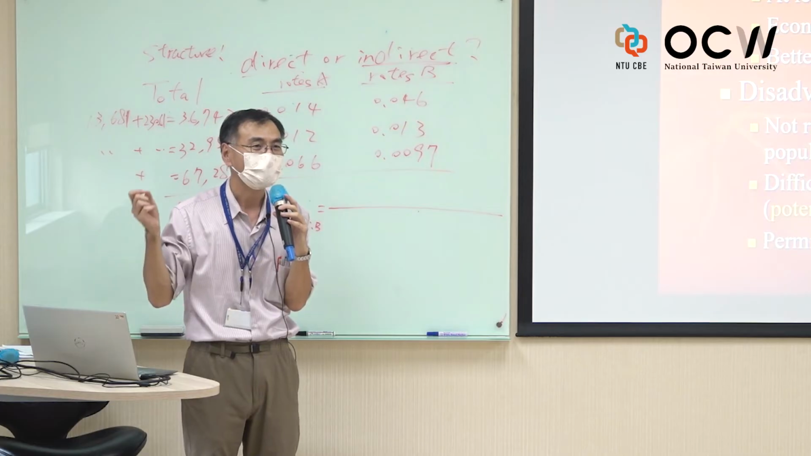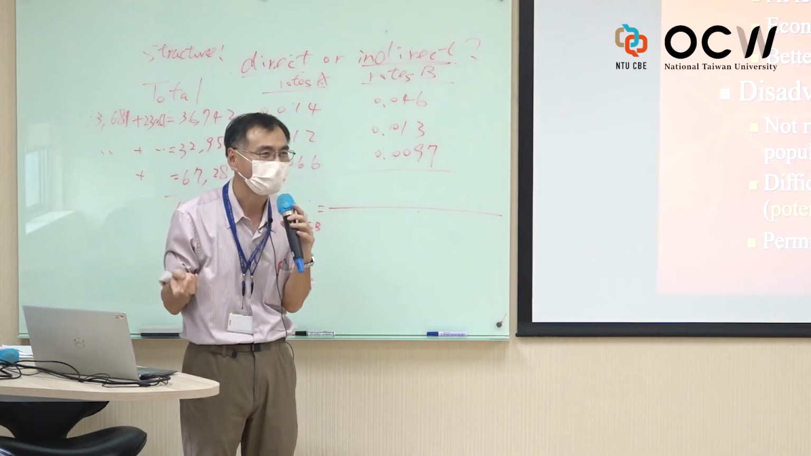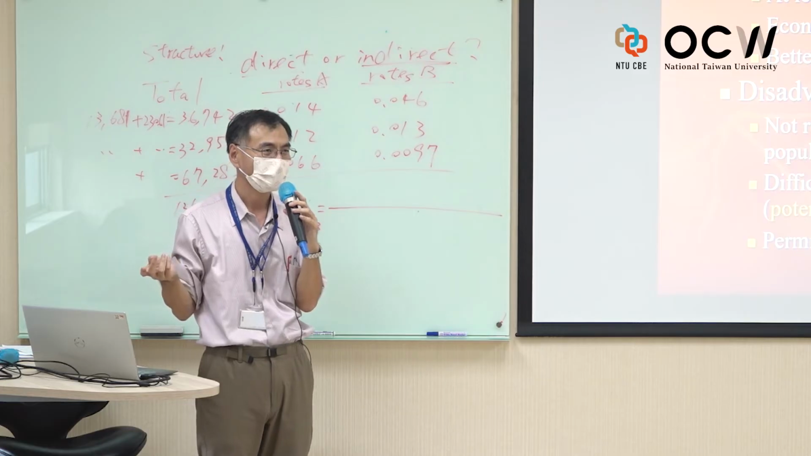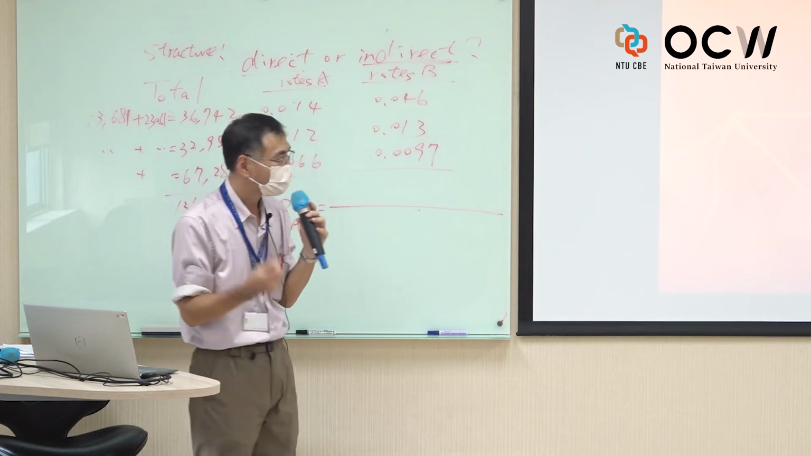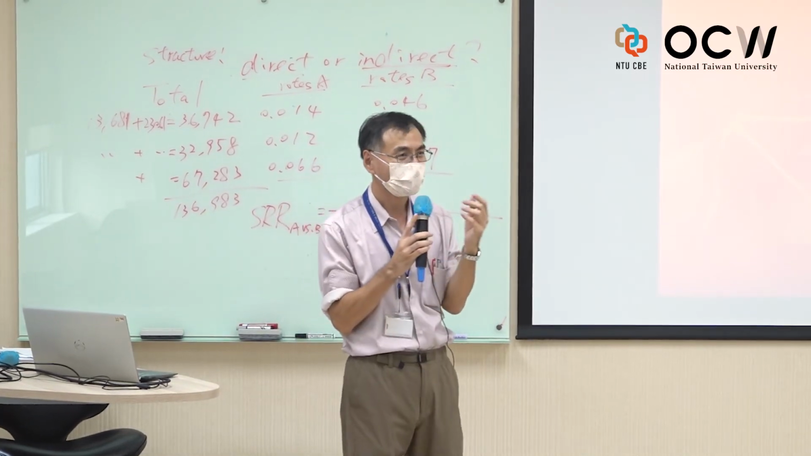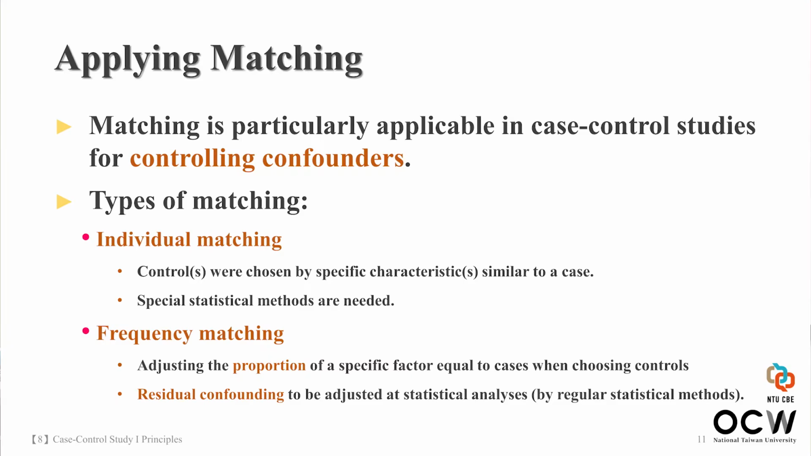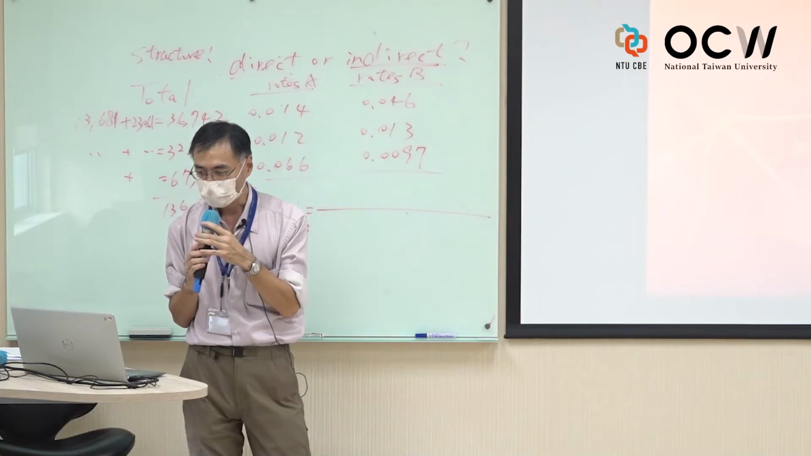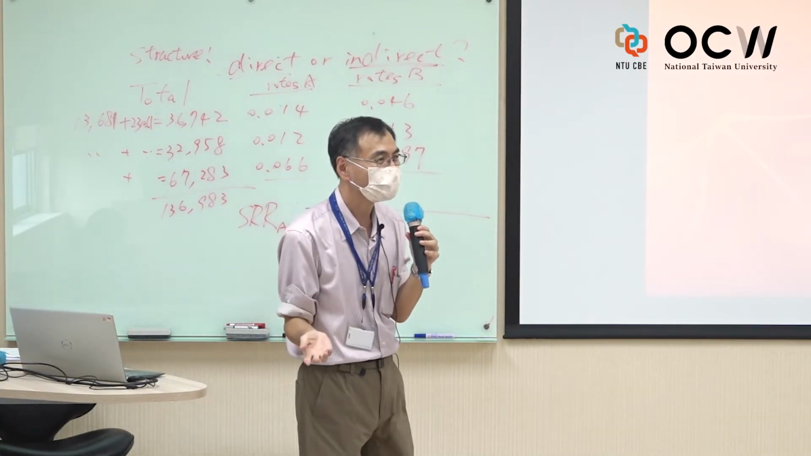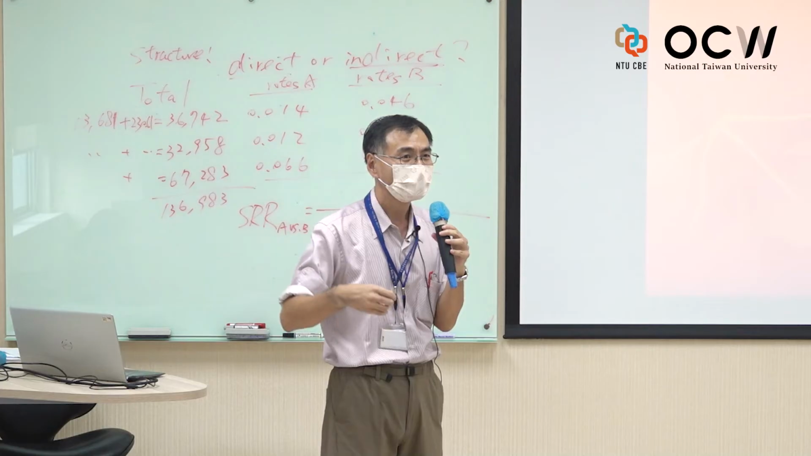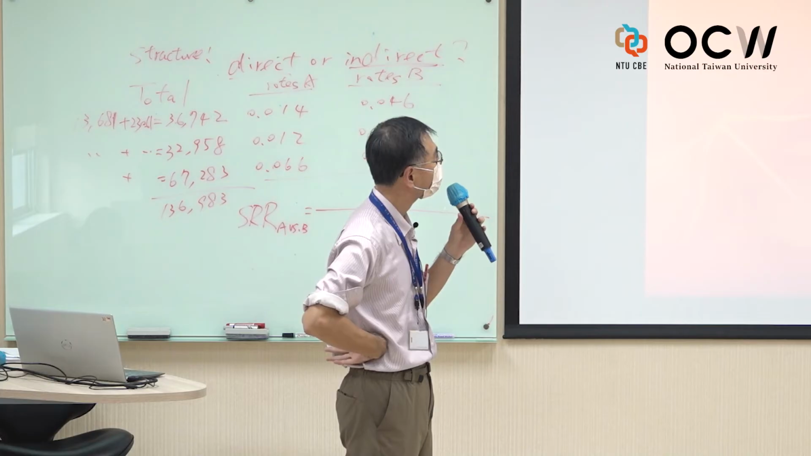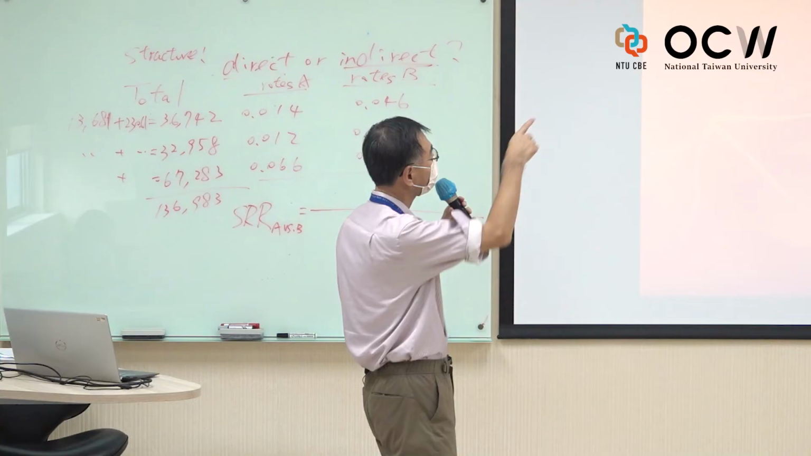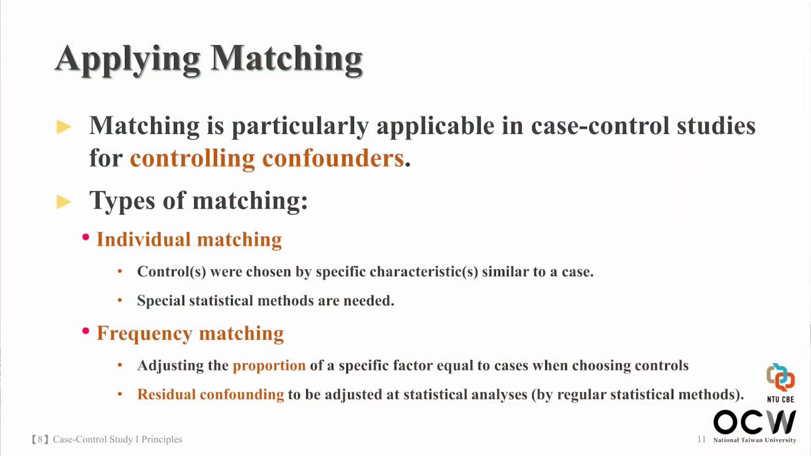Okay? And we also need to measure precise information about their confounders for the purpose of confounding control at the stage of data analysis, right? But in the process of choosing cases and controls, it's pretty feasible to apply matching, which is one of the typical methods for confounding control. Matching is particularly applicable in case-control studies because that's what we are doing. We are choosing cases and controls, right? And if you worry about some typical confounders, then matching will be a pretty feasible way for the purpose of confounding control.